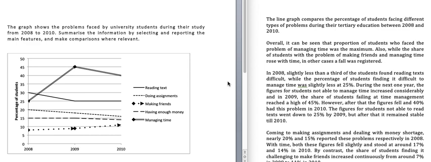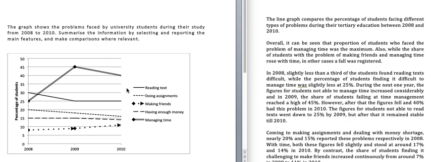I have come up with a graph which was seen on the 14th September 2019 in the academic IELTS writing test in India. It is a line graph. The graph shows the problems faced by university students during their study from 2008 to 2010. Summarize the information by selecting and reporting the main features and make comparisons where relevant.